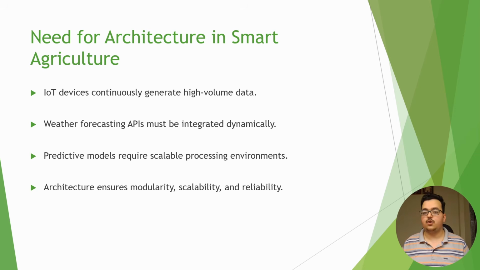Smart agriculture platforms deal with a continuous stream of sensor data. Weather APIs constantly provide new updates. Predictive models require significant computing power. If there is no proper architecture, data may not flow correctly. Real-time decisions may be delayed. The system may fail under heavy load. That is why architecture ensures modularity, scalability, reliability, and security. So now let us explore the three architectures discussed in the research paper referenced in this presentation.